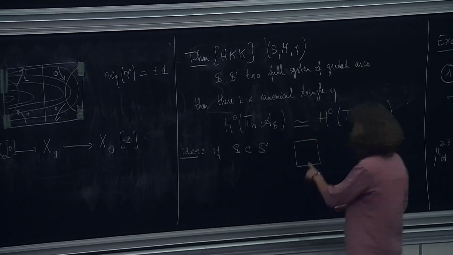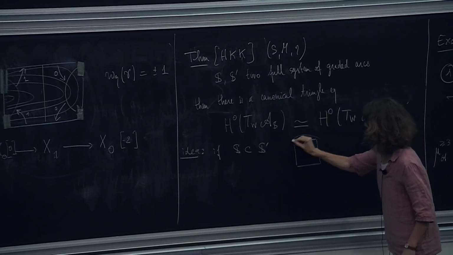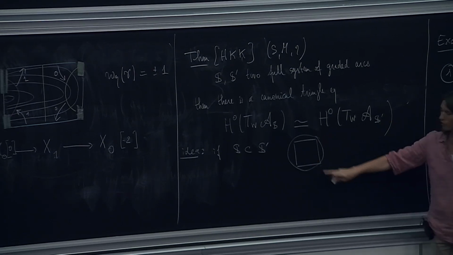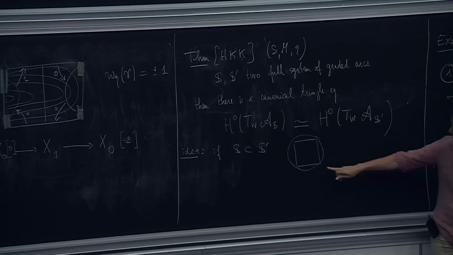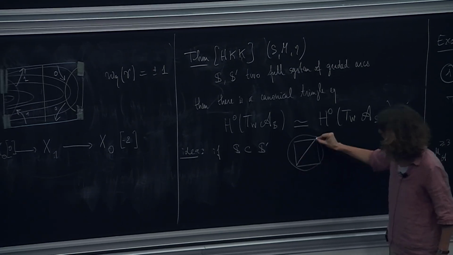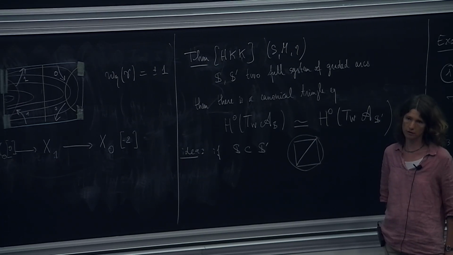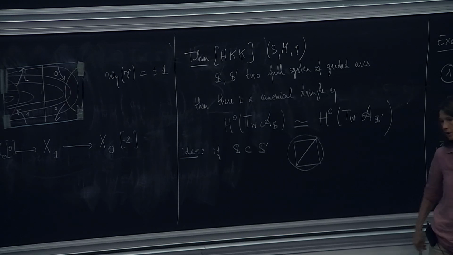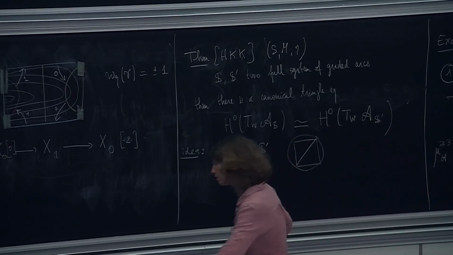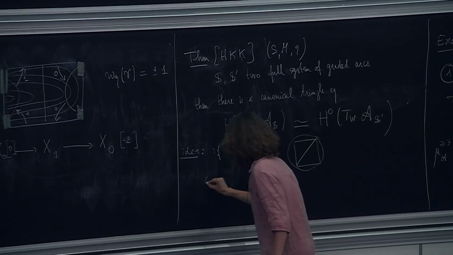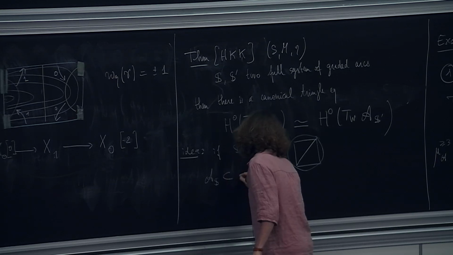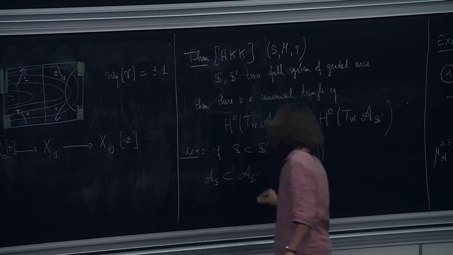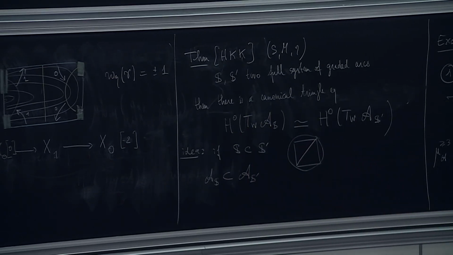my square picture, this is a full graded system of arcs, but I could take this one also. It's a full system of arcs. So this is typically the situation where S is included in S prime. So if S is included in S prime, then of course I have a nice embedding of A infinity categories.